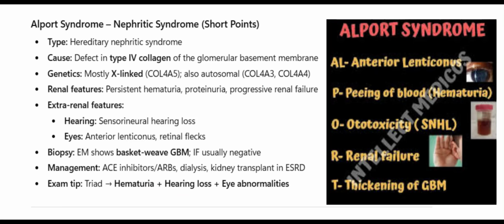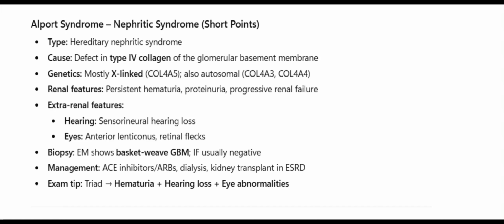Alport syndrome is a hereditary nephritic syndrome caused by a defect in type 4 collagen of the glomerular basement membrane. It presents with persistent hematuria from childhood, progressive renal failure, sensorineural hearing loss, and ocular abnormalities such as anterior lenticonus. It is most commonly X-linked, but can also be autosomal. Electron microscopy shows a basket-weave appearance of the GBM. Management includes ACE inhibitors to slow progression and renal replacement therapy in end-stage disease.